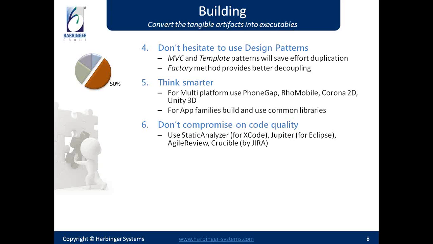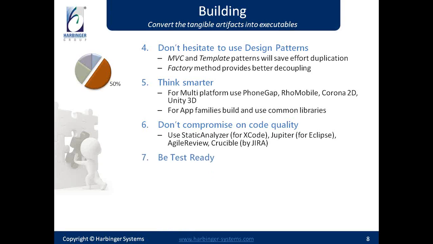So one should use different tools like Static Analyzer, which is meant for Xcode, Jupyter, which integrates into Eclipse. Both of these give a good snapshot of how the application is using different resources. At the same time, Agile Review and Crucible are code analyzers, and they review the code and give the points where the developer has gone wrong on either the logical front, on the syntactical front, or even in the method which is used for commenting.